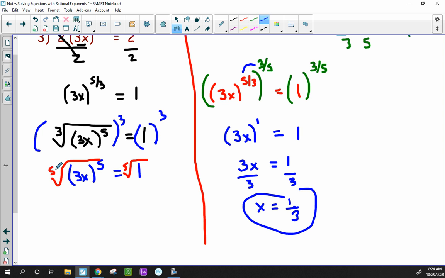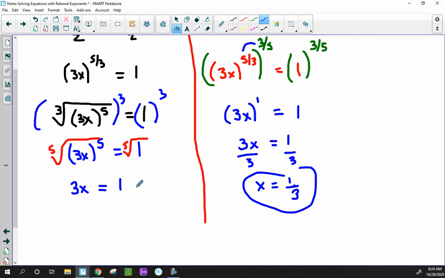And now the 5th root of something to the 5th power is that something back. And so the radicand is what's left. And the 5th root of 1, what times itself 5 times is 1? It's just 1. And now you can see that it's equivalent. Just a different method to get to the answer. So it really depends on you, like what you're more comfortable with. But I do want you to know both methods and be able to efficiently use them.